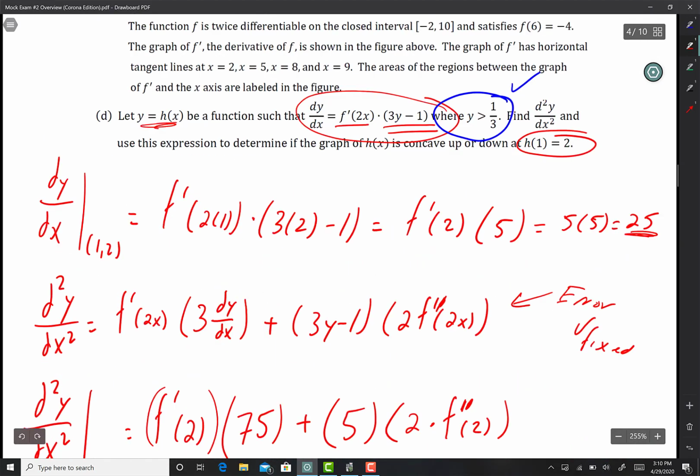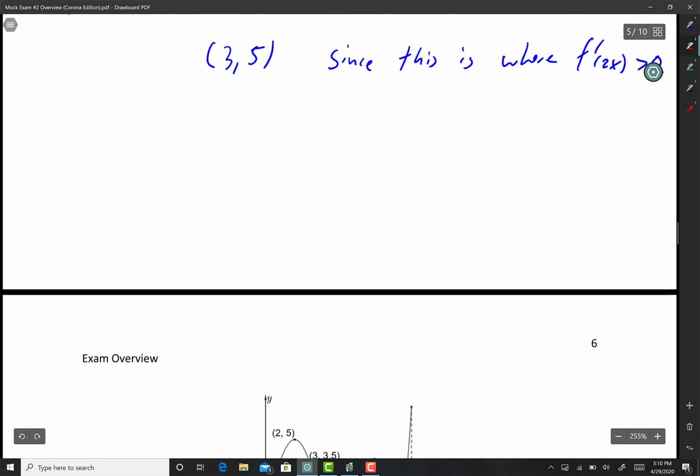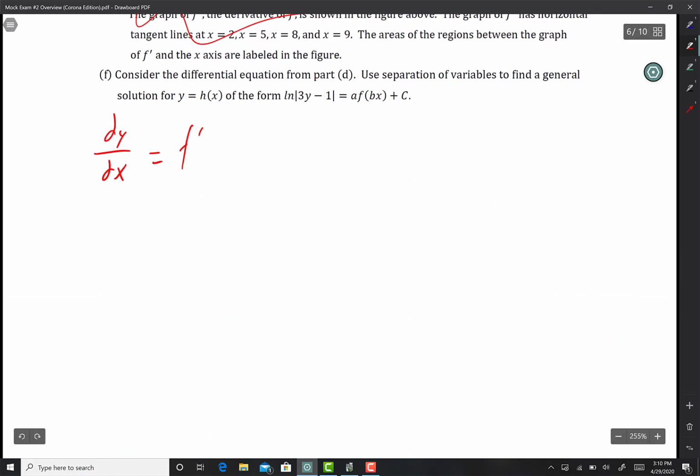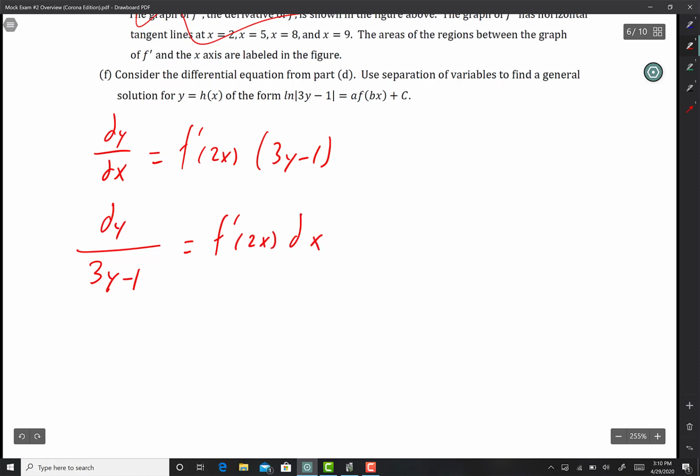F prime of 2x, 3y minus 1. Okay, separate your variables, the x's with the x's, the y's with the y's, but leave the f prime alone. So I'm going to write dy over 3y minus 1 equals f prime of 2x dx. You did that, that's probably a point.